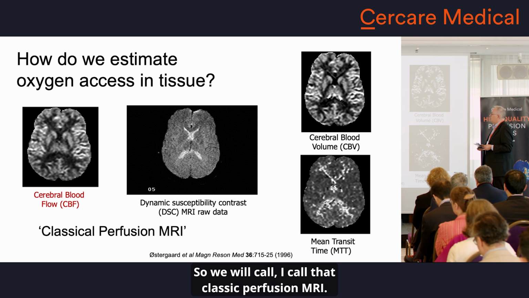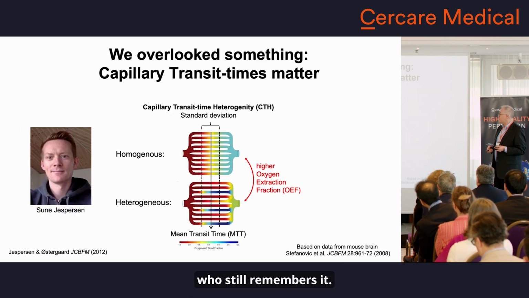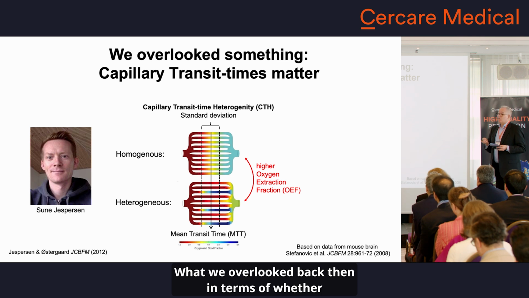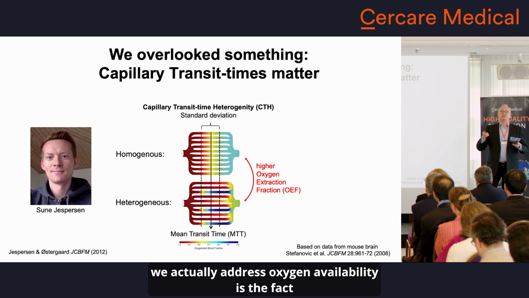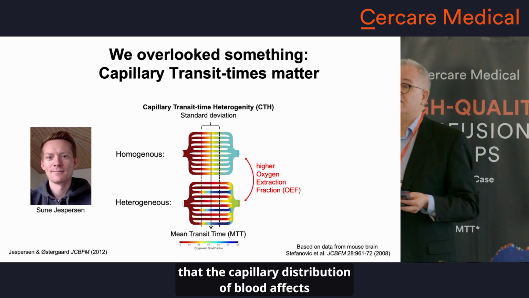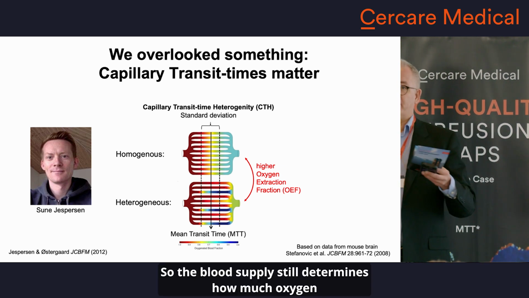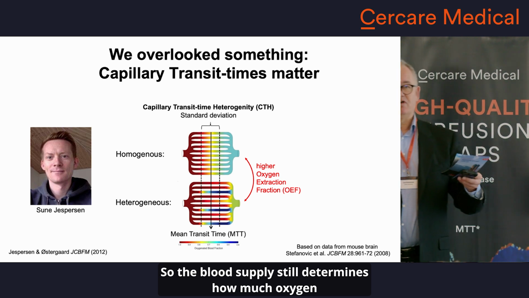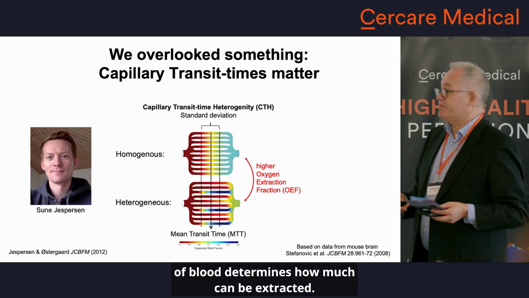I call that classic perfusion MRI. It is so old that I think I'm the only one alive who still remembers it. What we overlooked back then, in terms of whether we actually address oxygen availability, is the fact that the capillary distribution of blood affects the extent to which oxygen can be extracted from blood. So the blood supply still determines how much oxygen comes into the tissue, but the microvascular distribution of blood determines how much can be extracted.